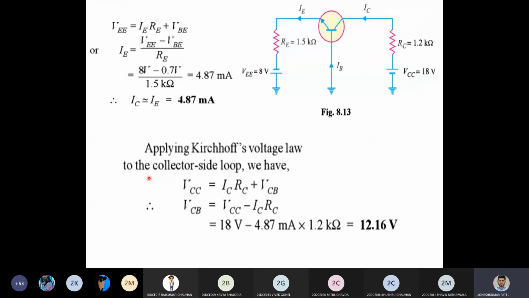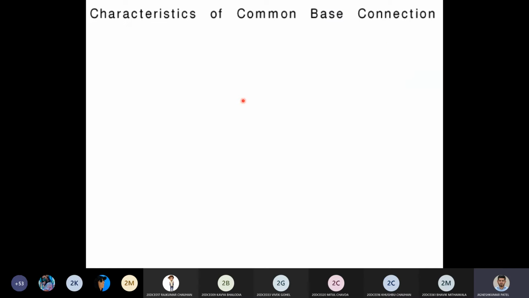So applying Kirchhoff voltage law, we can calculate the VCE, the collector emitter voltage, the potential barrier that has to be broken. So VCC is equal to ICRC plus VCB. Now we want to find out VCB. We have this VCC 18. We know the current IC is 4.87, so we can get that to 12.16 volt, that is between these two. So this is how you can calculate the example. It is very easy, nothing complex in that.